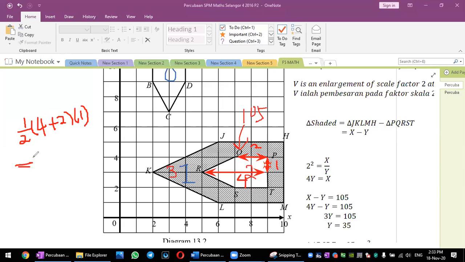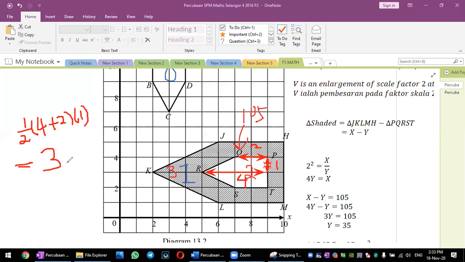Okay, so here you will get what? 4 plus 2 is 6. 6 divided by 2, you get 3. Okay, why can we not use this one? Because this does not indicate 1 cm or 2 cm. It's not indicated like that.